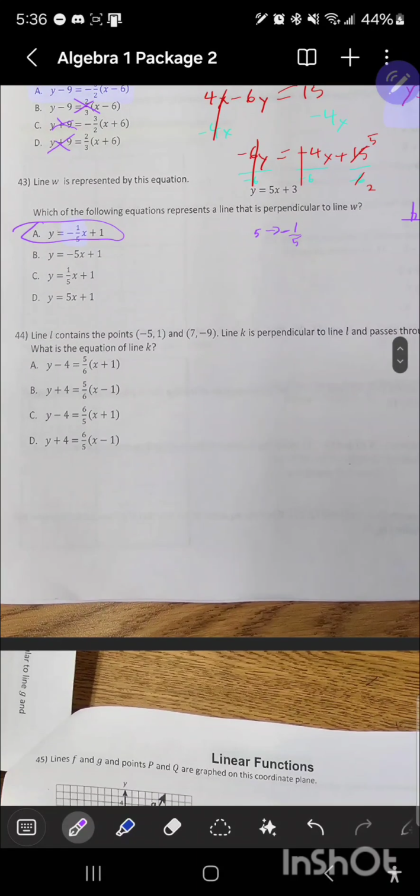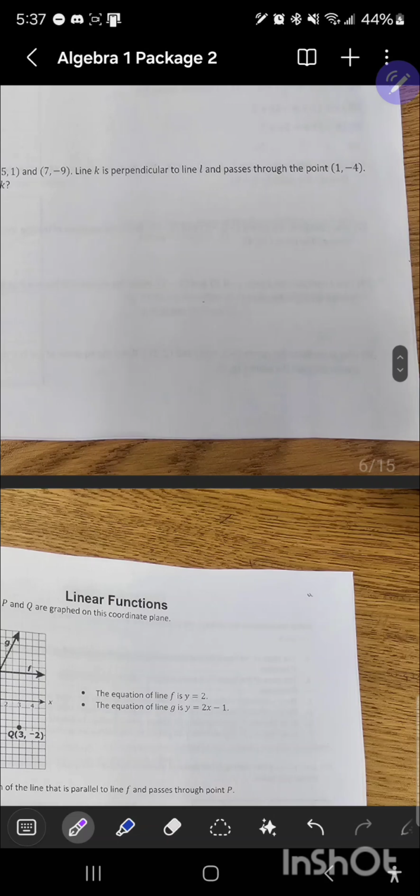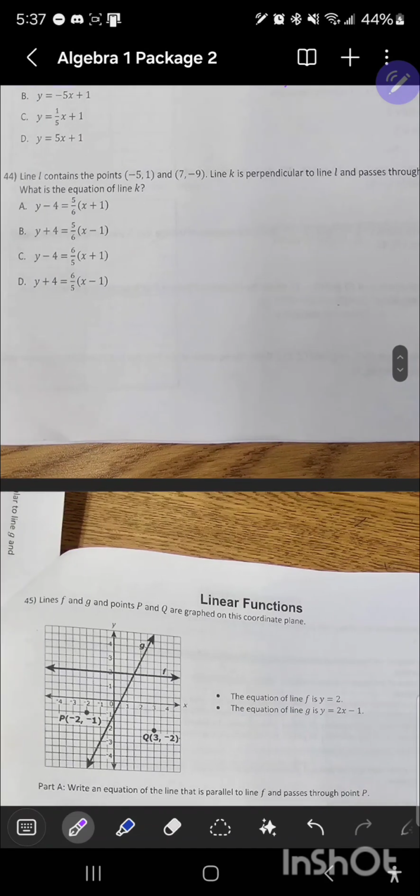Now, line L contains the points negative 5, 1 and 7, negative 9. Line K is perpendicular to line L and passes through the point 1, negative 4. What is the equation of line K?